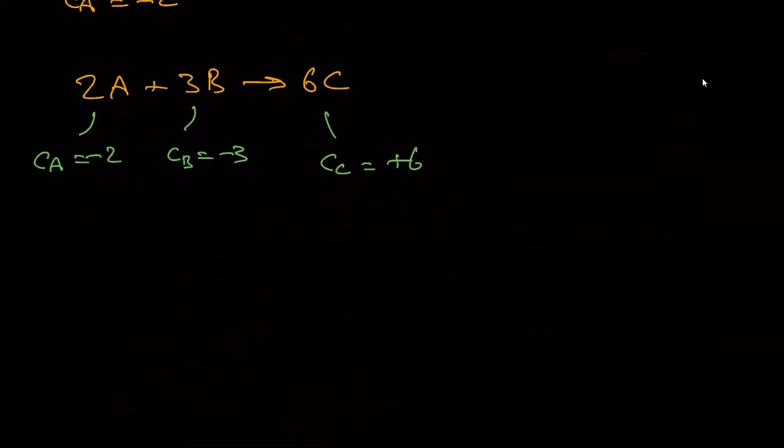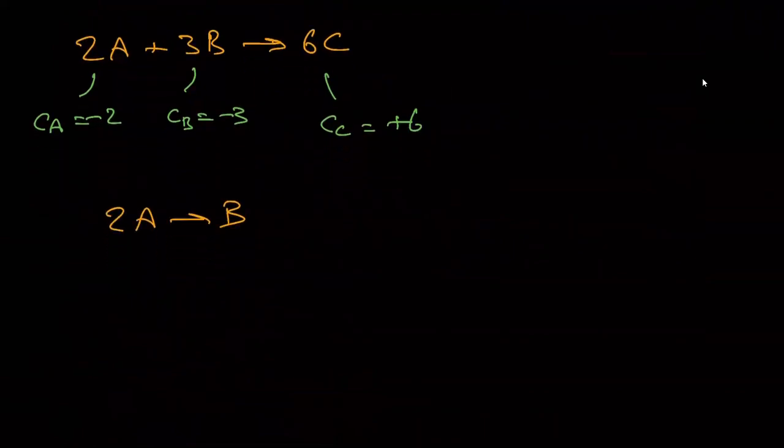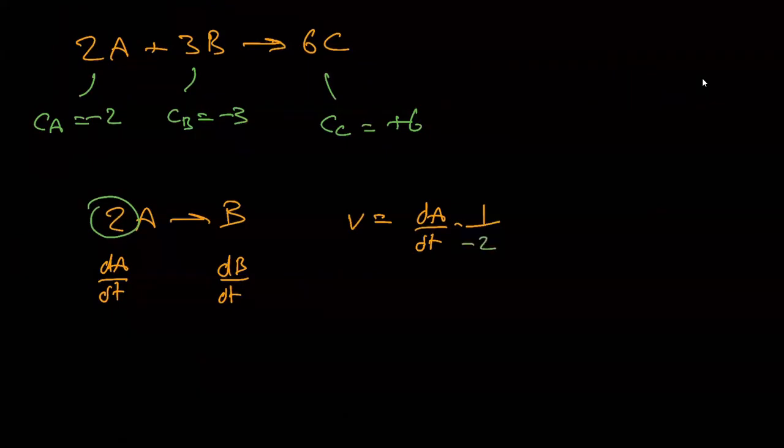So if I were to measure, let's take that simple example, 2A goes to B, and then the researcher measured A, and they got a number for A, dA by dt, but they also measured B. They were able to measure changes in B, they measured that as dB by dt. The reaction velocity in terms of dA by dt is 1 over, what's the stoichiometric coefficient? It's 2, and it's a reactant, so I have a minus in front of it, so it's -2.